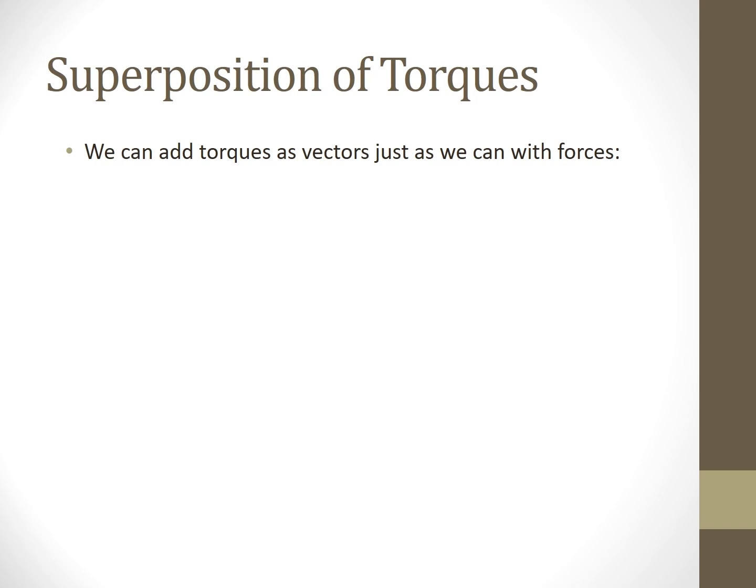So if one person is trying to rotate an object clockwise and another person's trying to rotate that same object counterclockwise, we can add their torques together. And the way we do this is the sum of the torques is equal to each individual torque as a vector quantity, and then sum together.